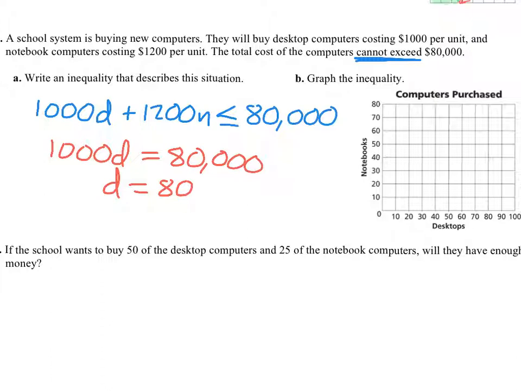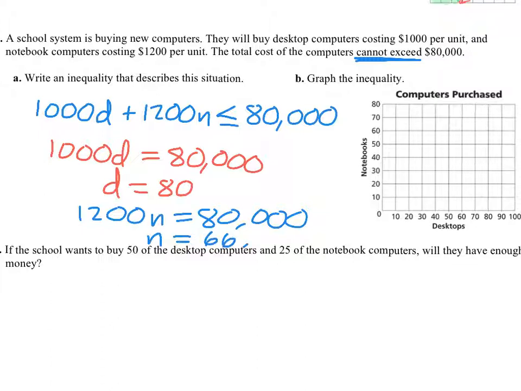All right, and now we need to find the n-intercept. So again, to find the n-intercept, you plug in 0 for the other letter. So the 1,000d is just going to be nothing, because it's going to be 1,000 times 0. So to find the other intercept, I have to take 80,000 and divide by 1,200. My calculator says that that equals 66 and 2/3, or 66.67.